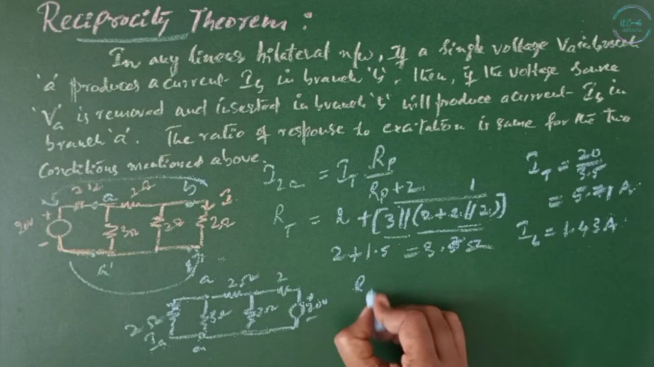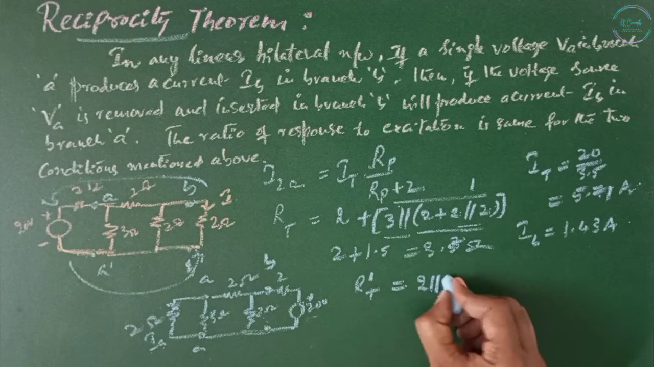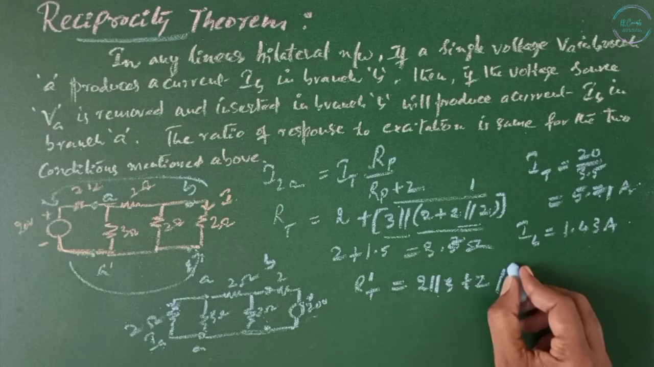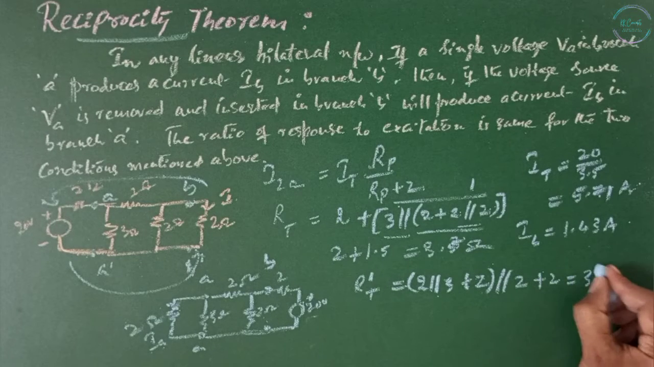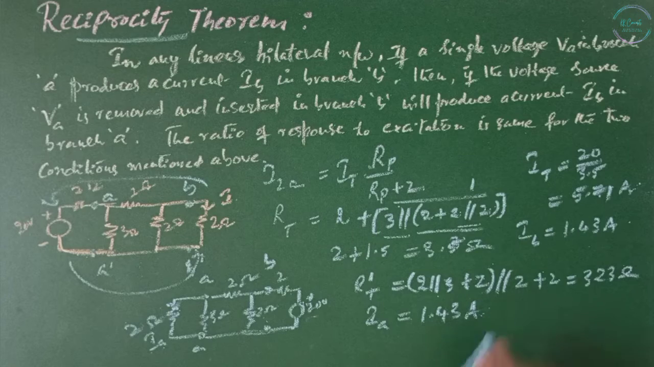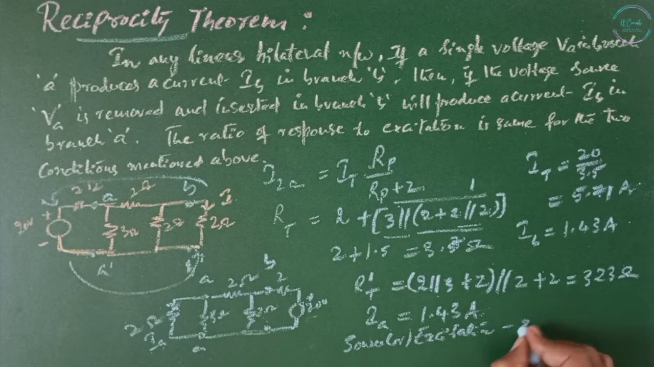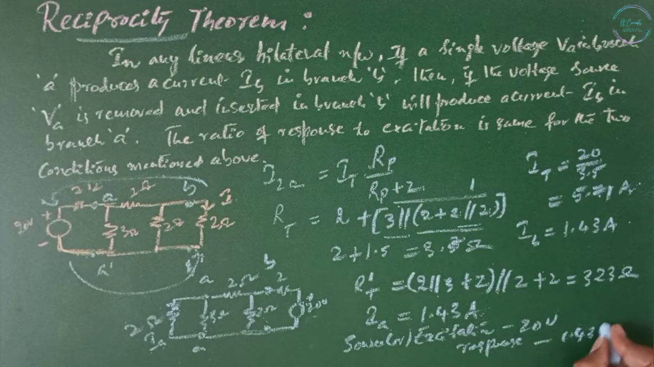Now the total resistance RT for case 2 is 2 and 3 in parallel plus 2. This total value is again in parallel with 2 plus 2. Then you get 3.23 ohms. Now the current IA is 1.43 amps only. In both cases, the source or excitation is 20 volts and the response is 1.43 amps in the branch of 2 ohms. Hence the reciprocity theorem is verified.